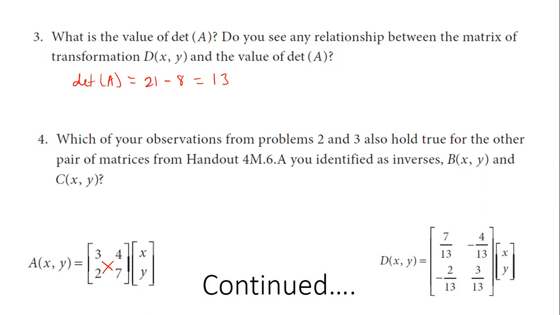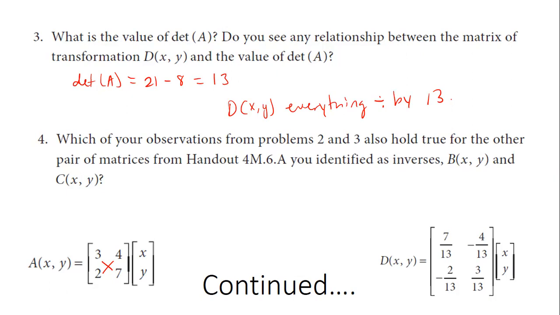What is significant about 13? In the inverse, everything is divided by 13. So another connection. We noticed that everything was divided by 13, but now we know where the 13 comes from. That 13 comes from the determinant of A.